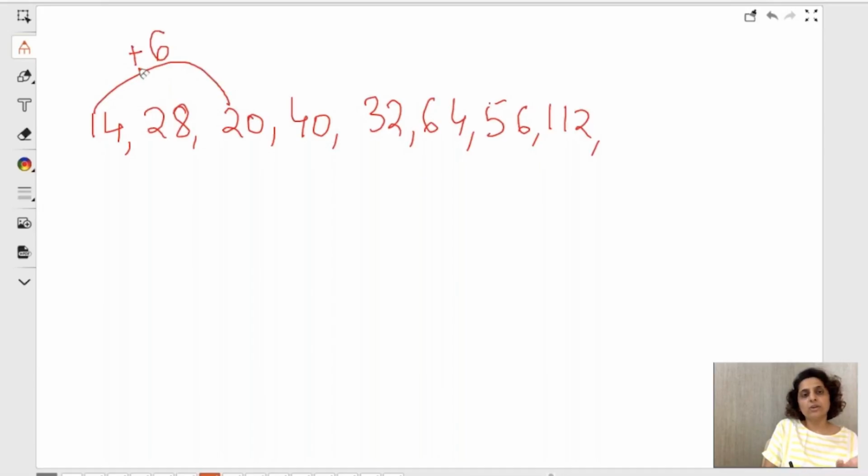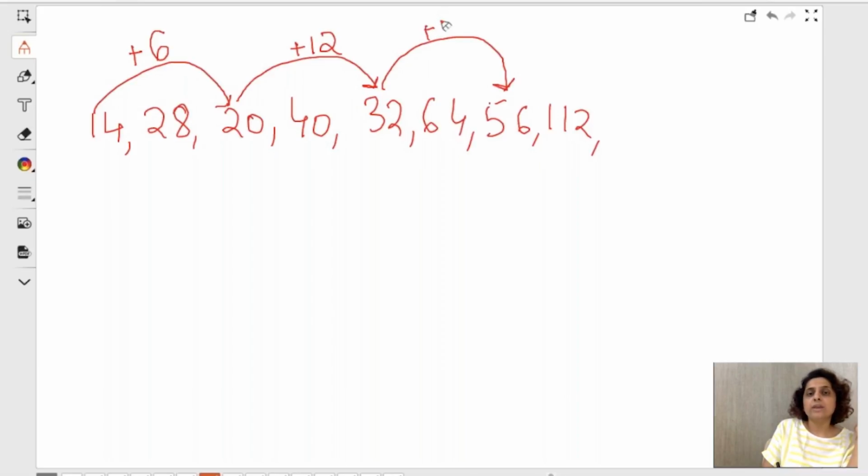If we add 6 to 14, what do we get? We get 20. And then from 20, let's jump to the next alternate number, that is 32. What's the difference here? The difference is 12. 32 minus 20 is 12. And again, let's jump from this to this number. What is the difference between 56 and 32? That is 24. Okay. So the next difference, from here to here, would be 48.